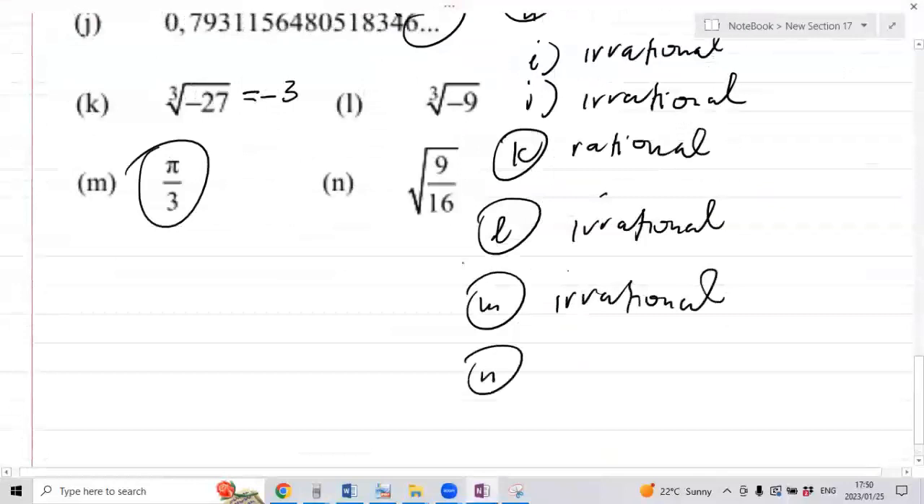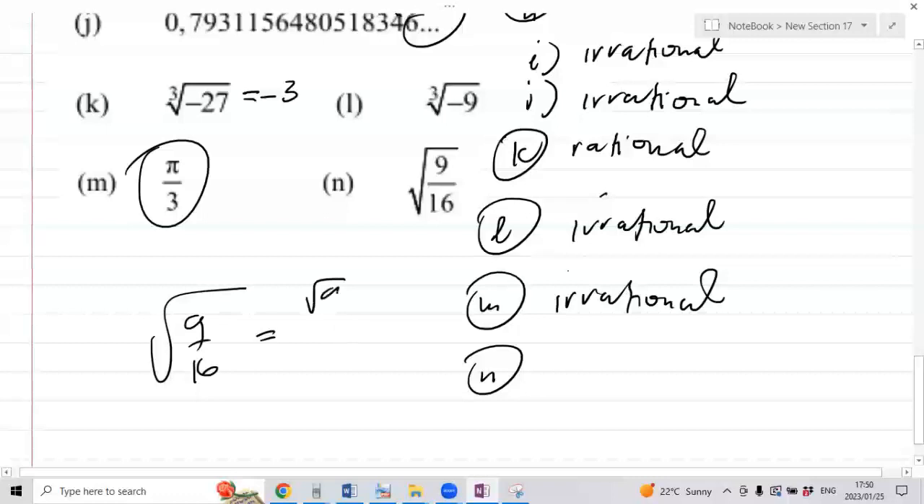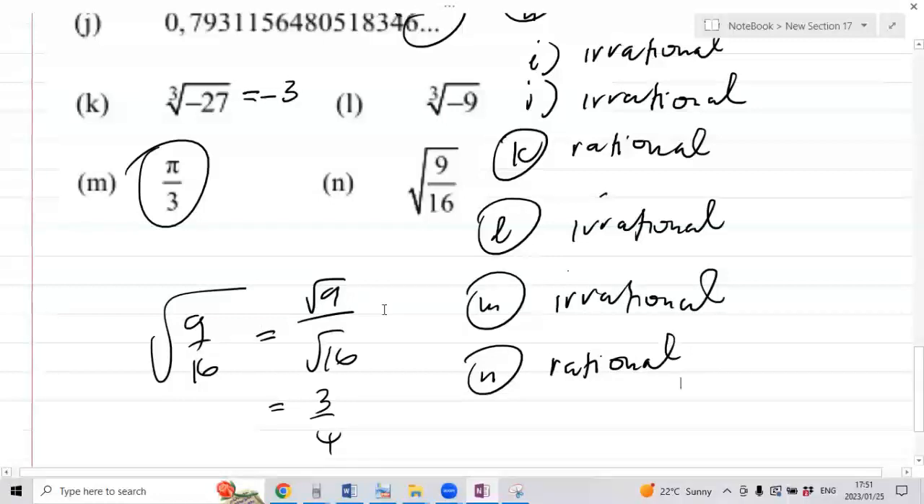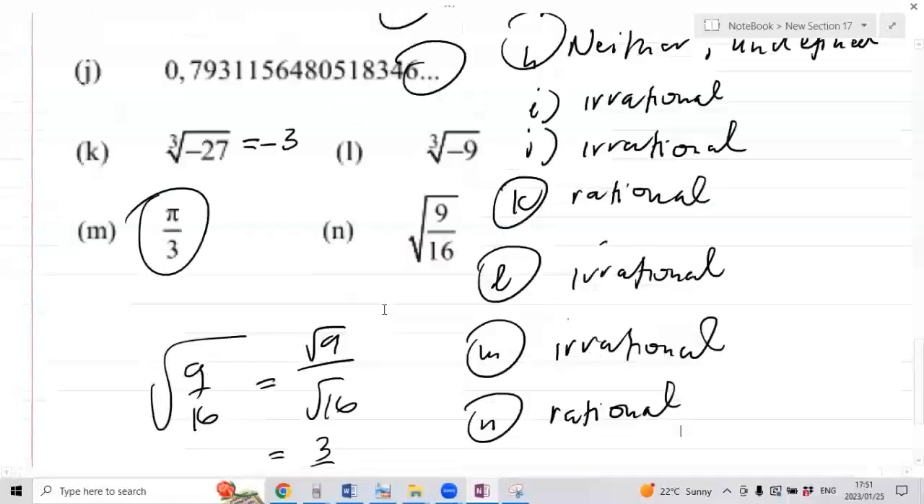And then N, now the square root of 9 over 16, there's a working here. The square root of 9 over 16 will equal, now according to the third law, the square root of 9 over the square root of 16, which is 3 over 4. That is a rational number, because both 9 and 16 are perfect squares. Okay, perfect squares, or square numbers, we call them. All right, so those are the solutions for the first activity.